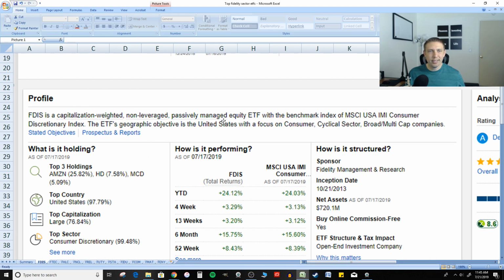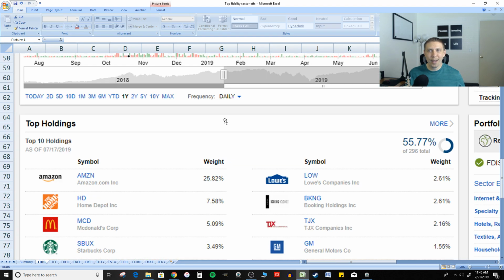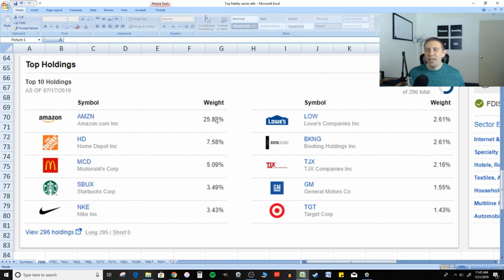So this is made up of companies I'm sure you're going to recognize. Its number one holding is Amazon, Home Depot, followed by McDonald's, Starbucks, Nike, Lowe's, Booking Holdings Inc., TJ Maxx, General Motors, and Target. All in all, this one fund owns about 300 different companies. So not only are you getting good exposure to the sector, but you're getting diversification as well.